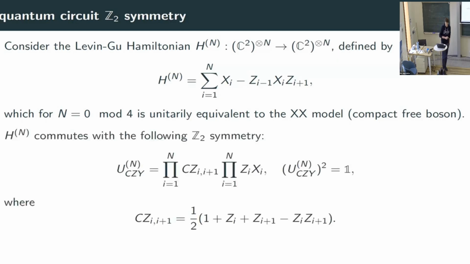And so the symmetry I'm going to be looking at here is the following Z2 symmetry. It's defined as follows. It's called this CZY symmetry, and it is the product of this two-body operator, the CZ operator. This is called a controlled Z gate.